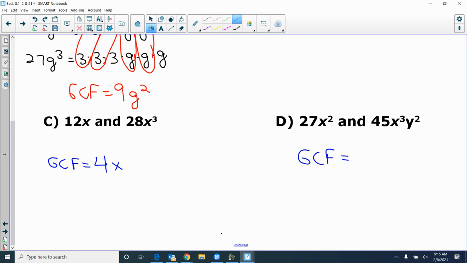All right, what about this one? What will go into 27 and 45? 9. Anything bigger? I don't think so. Now, what letters do they have in common? They only have one variable in common. Which one? X. And what did I tell you? It's always going to be the smaller of the 2 exponents. So it's going to be 9x squared. Okay, so that'll be that case.